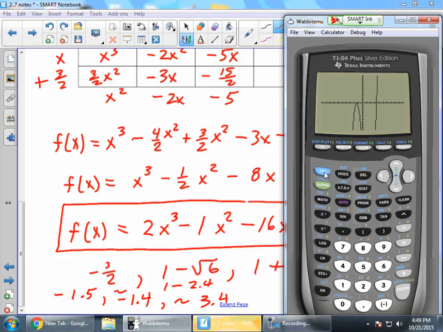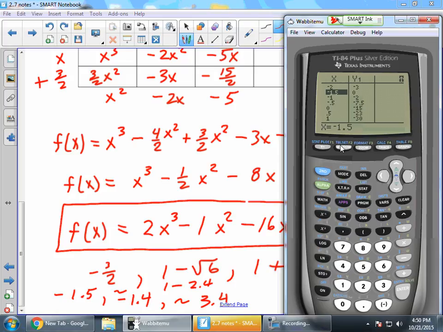Okay. So, well, can we do it with our table? Let's check it out. Table. So if we're at negative 1.5, there it is, 0, we get a root. Negative 1.4, we can't look at that one directly.